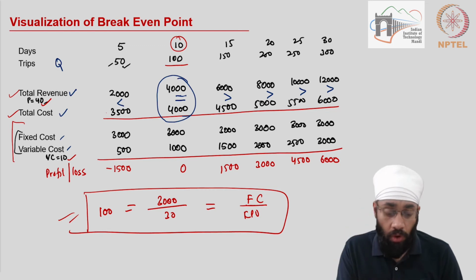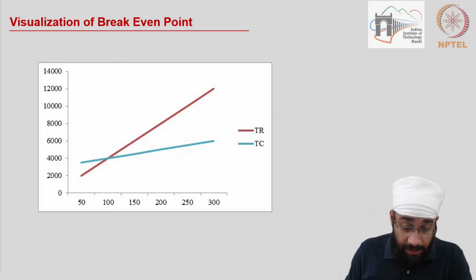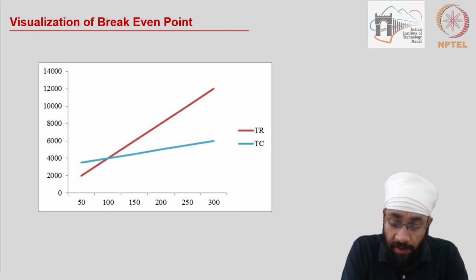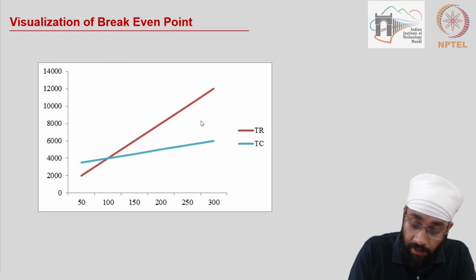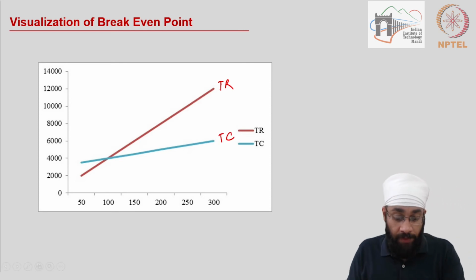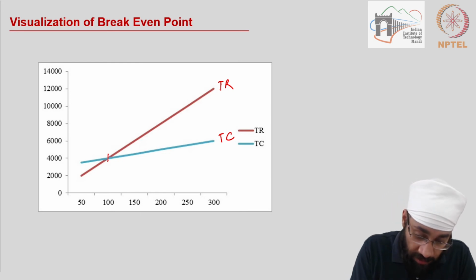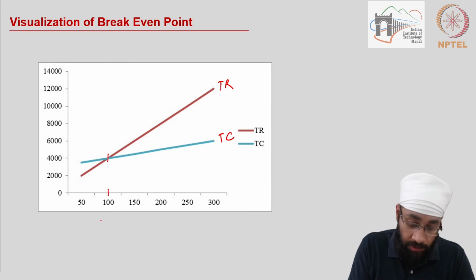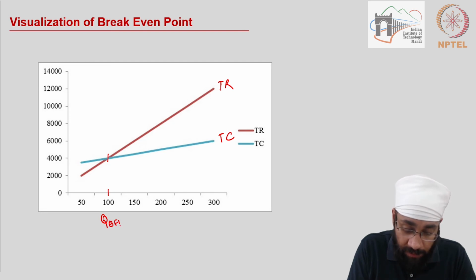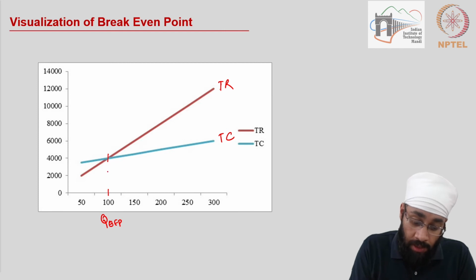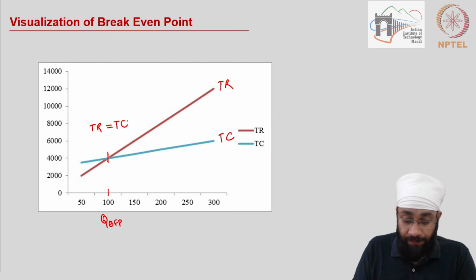And here you have total expenses and total revenue and total cost equal. So how does it look on a graph? On the next slide, I have only the total revenue and total cost curves drawn out for you. So this is total revenue and this is total cost. Just to make things more clear, this is the break-even point and you have 100 units, 100 trips. This is quantity at break-even point. Now, at this point in time, you have total revenue equal to total cost.